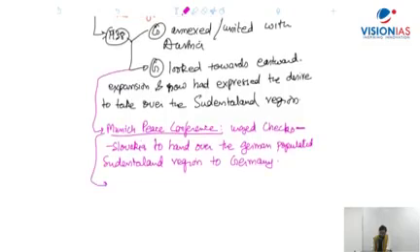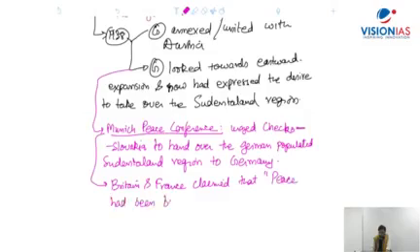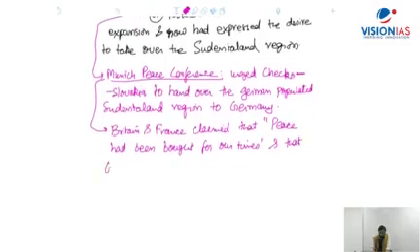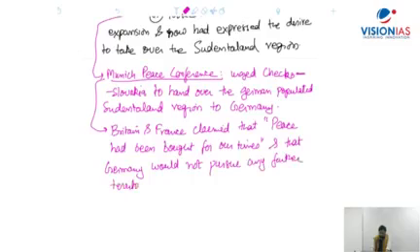Britain and France claimed that peace had been bought for our times and that Germany would not pursue any further territorial expansion.